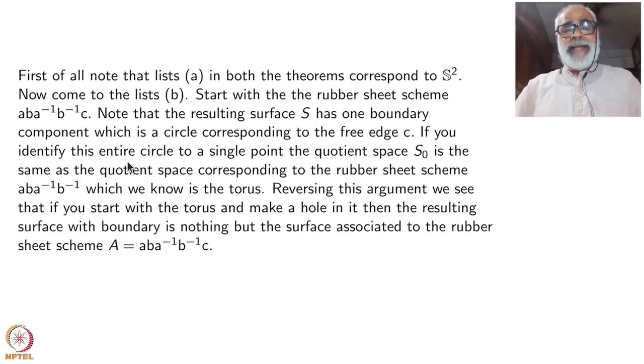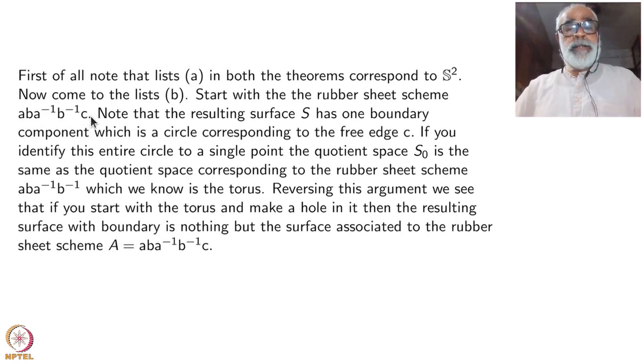If you identify this entire circle to a single point, you have some surface and it has one boundary component, namely the circle. Make this circle smaller and smaller, and bring it to a single point. That quotient space S naught is the same as the quotient space corresponding to the rubber sheet scheme A, B, A inverse, B inverse, as if that edge has been shortened to a single point. So no edge left out. That's all. Which we now know is a torus. Therefore, this scheme represents a torus with a hole.